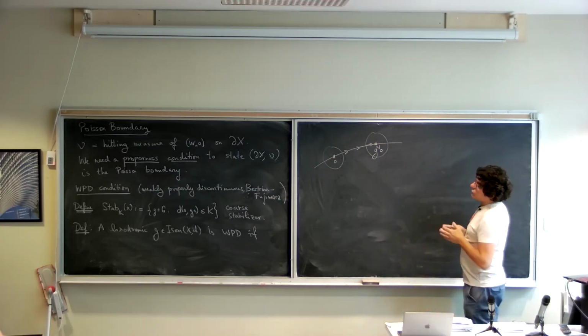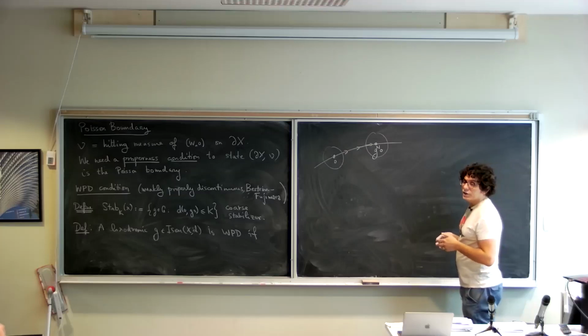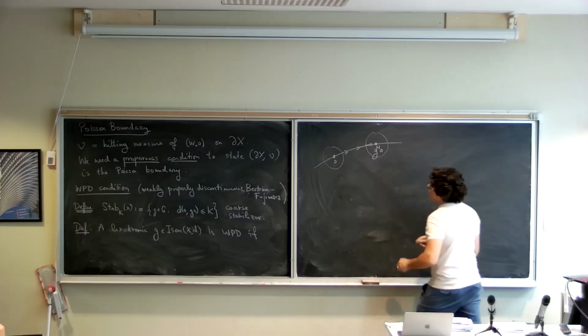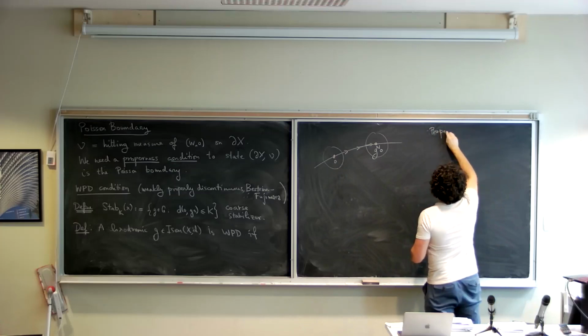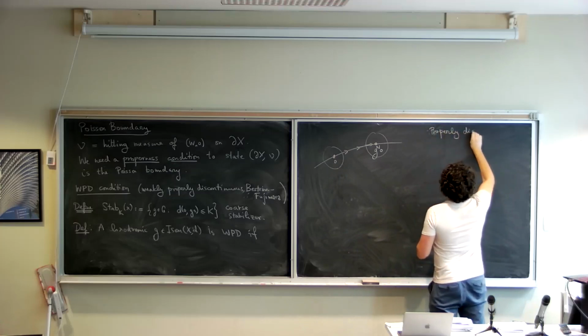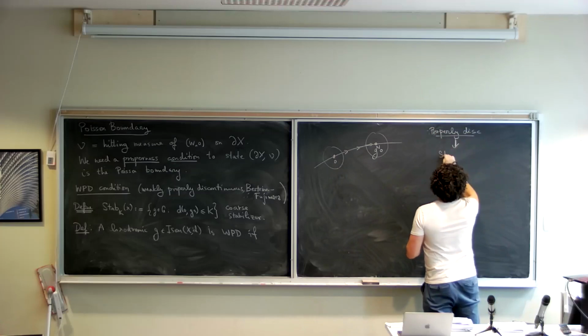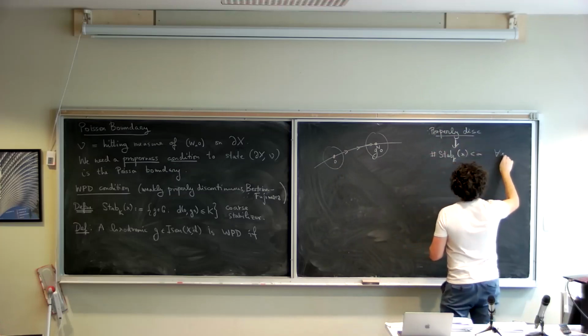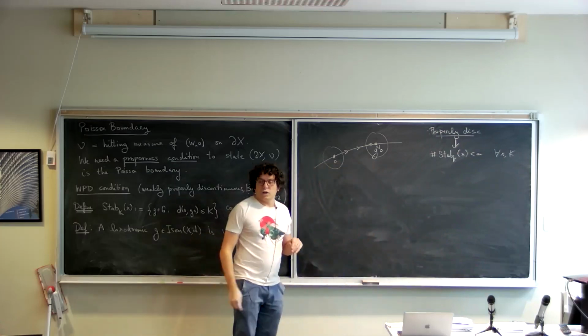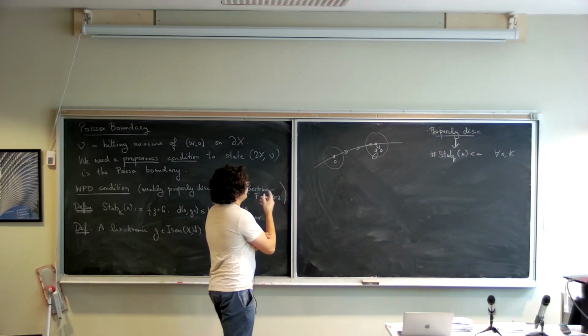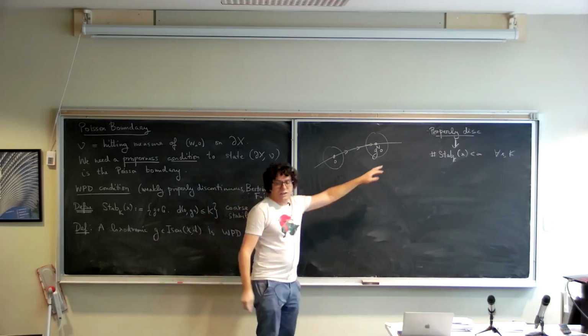So recall that if the action is properly discontinuous, then the coarse stabilizer is finite. So now recall that properly discontinuous implies that the stabilizer of K-coarse X is finite for every X and K. Right. So here we don't want that. That's too strong.